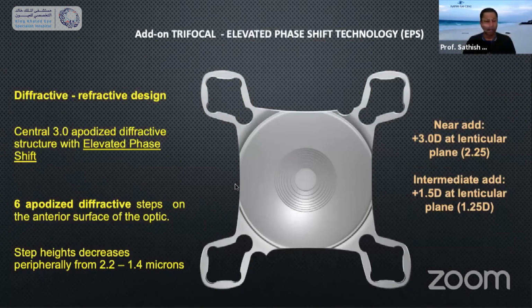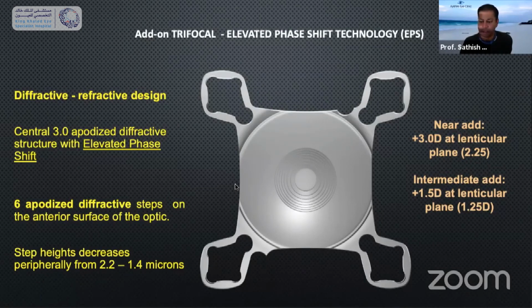So just to give you a little bit more information on the optical design of this trifocal add-on, it is very similar to the primary trifocal. It has got a trifocal diffractive refractive design. It has got only the central 3 millimeter, which is an apodized diffractive platform, and it has got 6 apodized diffractive steps on the anterior surface of the optic, and it is apodized in the sense that the height of the diffractive steps decreases from the periphery towards the center.